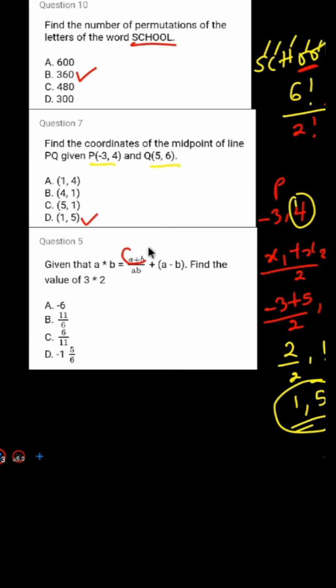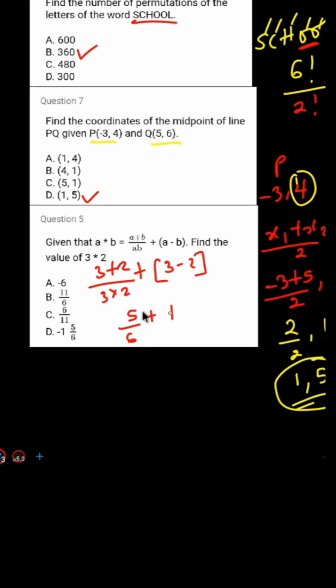So here you have A plus B over AB. A plus B will be 3 plus 2, divided by 3 times 2 because they said AB. I hope you understand. Then the next one is plus A minus B, that will be 3 minus 2. Just break this one down. 3 plus 2 is 5, over 3 times 2 which gives you 6, plus 1. So you have 1 plus 5 over 6.